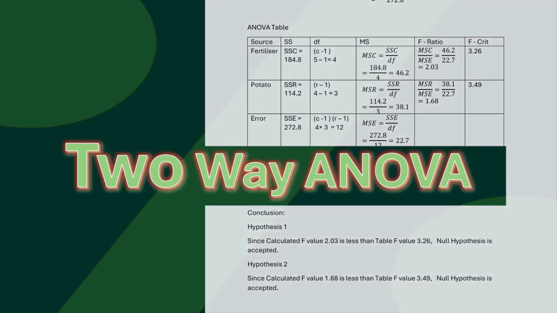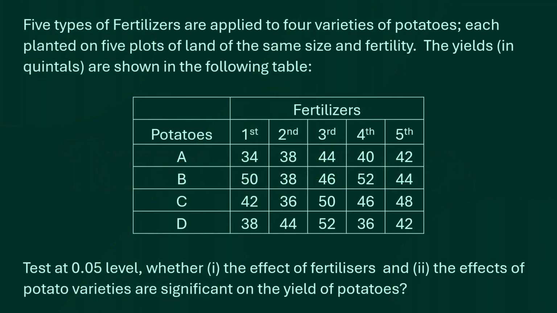Well, this is the problem we are going to solve today. 5 types of fertilizers are applied to 4 varieties of potatoes, each planted on 5 plots of land of same size and fertility. The yields in quintals are shown in the following table. Types of fertilizers are shown along the column, varieties of potatoes along the rows.